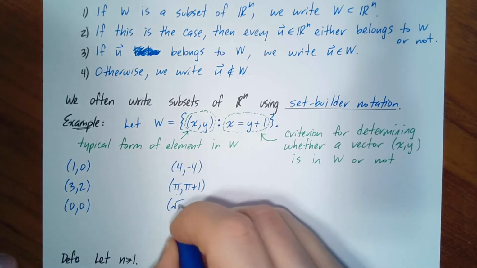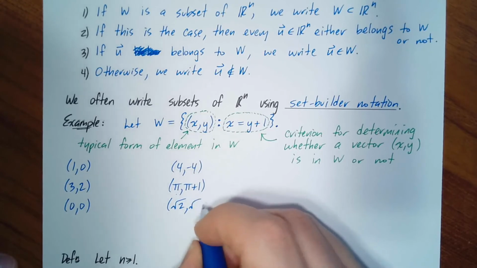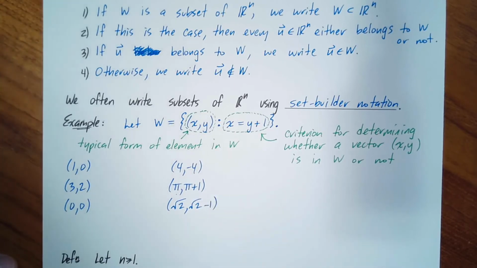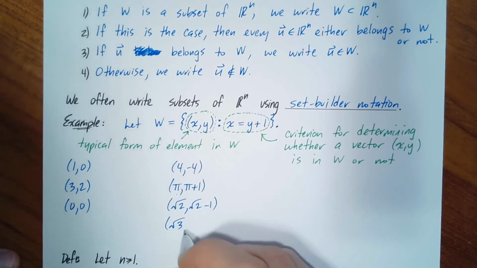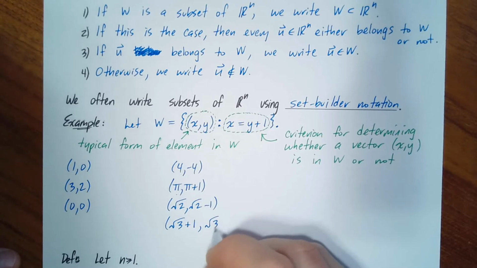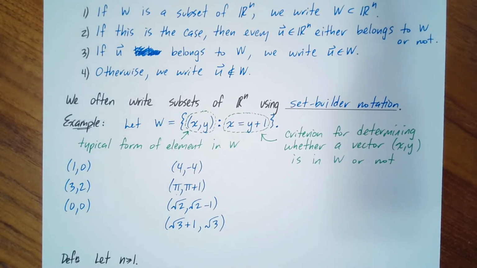And then the last two vectors I want to write down. The first one is going to be root 2 for the first coordinate, and then root 2 minus 1 for the second coordinate. And then the next vector is going to be root 3 plus 1 for the first coordinate, and root 3 for the second coordinate. Okay, so let's go through these one at a time.